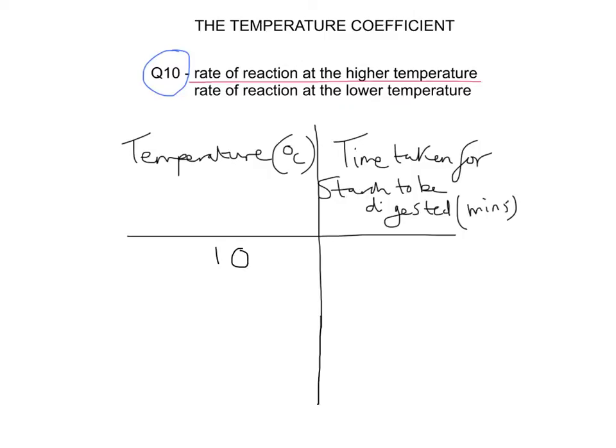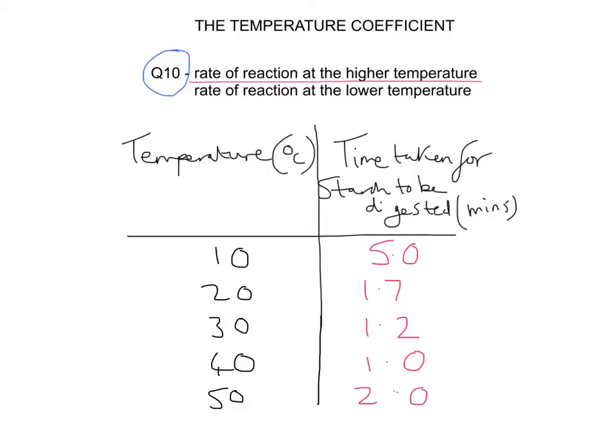So let's say we've done 10, 20, 30, 40, let's just go to 50. Let's imagine that the time taken for starch to be digested starts out at 5, then we get maybe 1.7, so 5.0, 1.7, 1.2, 1.0, 2.0. Notice we've had to put the point zeros in. It's good standard practice to be consistent in terms of decimal places.